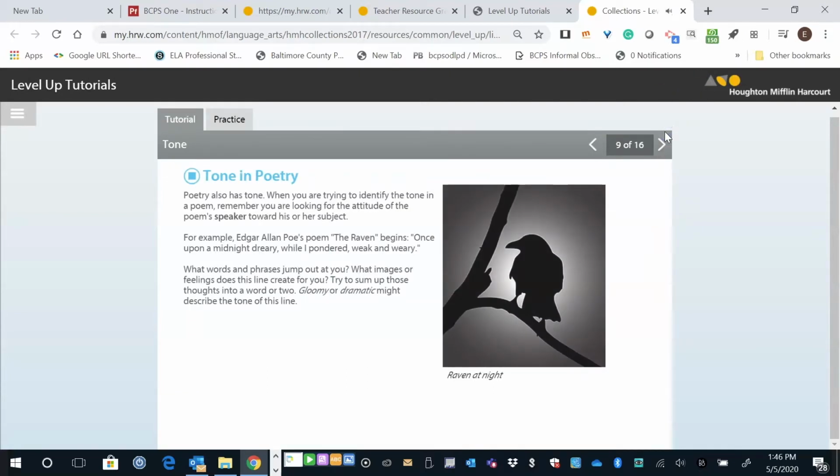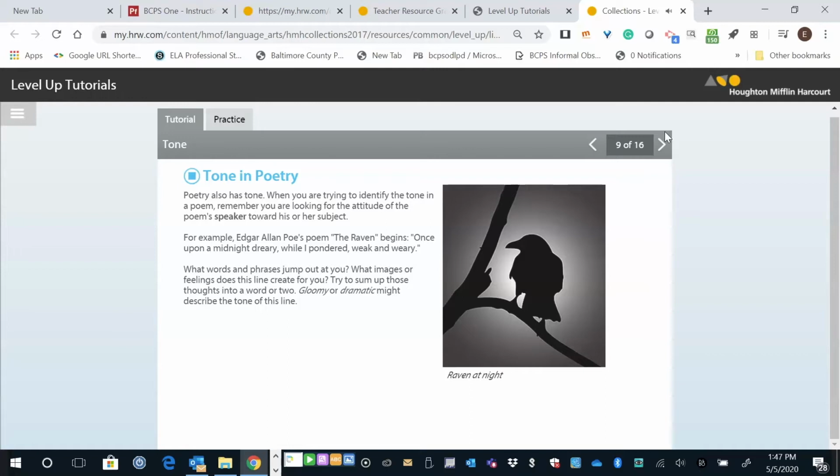Poetry also has tone. When you are trying to identify the tone in a poem, remember you are looking for the attitude of the poem speaker toward his or her subject. For example, Edgar Allan Poe's poem, The Raven, begins, "Once upon a midnight dreary, while I pondered, weak and weary."